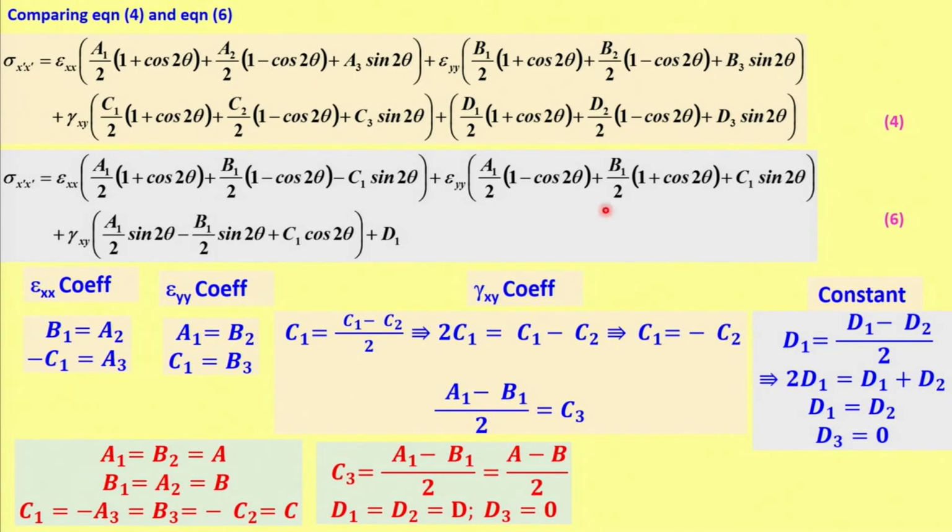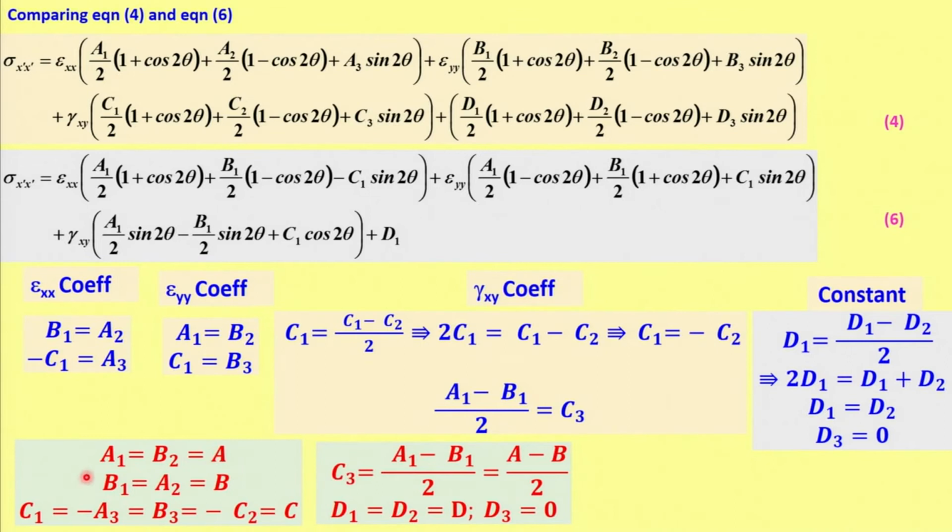Now comparing the last coefficients, the constant terms, d1 plus d2 by 2 equal to d1. So you get 2d1 equal to d1 plus d2, so d1 equal to d2. This is plus d2, this is a typo, please correct it. So 2d1 equal to d1 plus d2, and you get d1 equal to d2. And d3, nothing is there, so d3 is equal to 0.